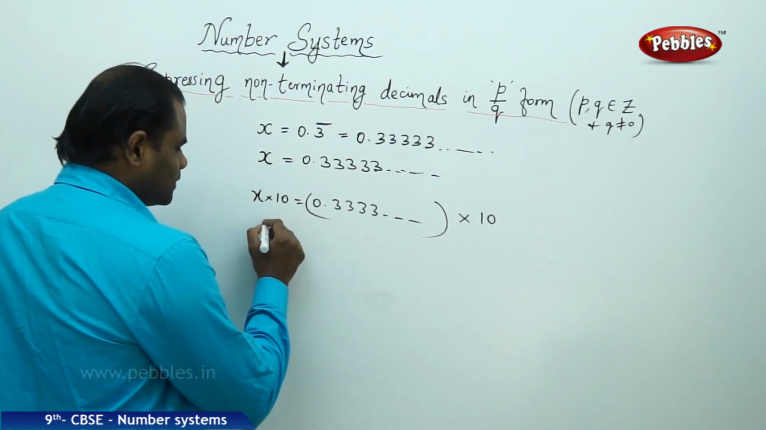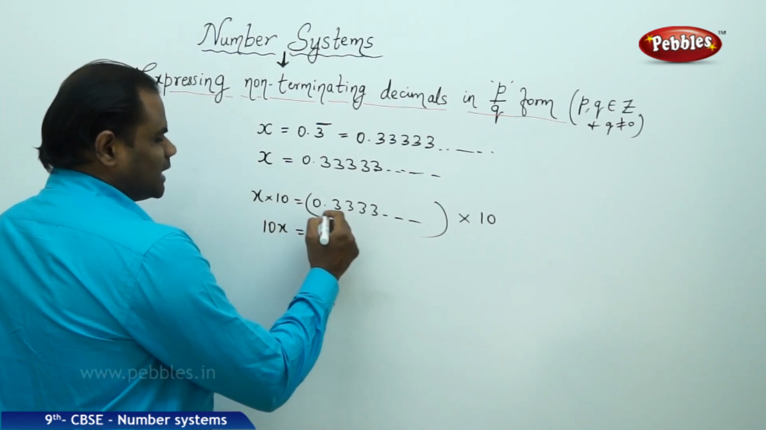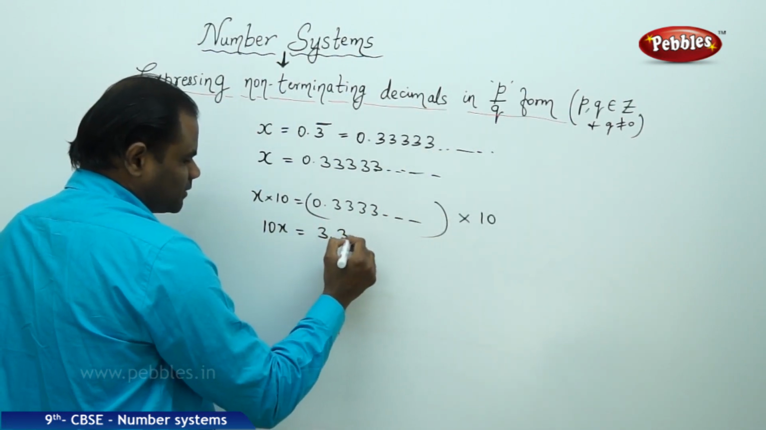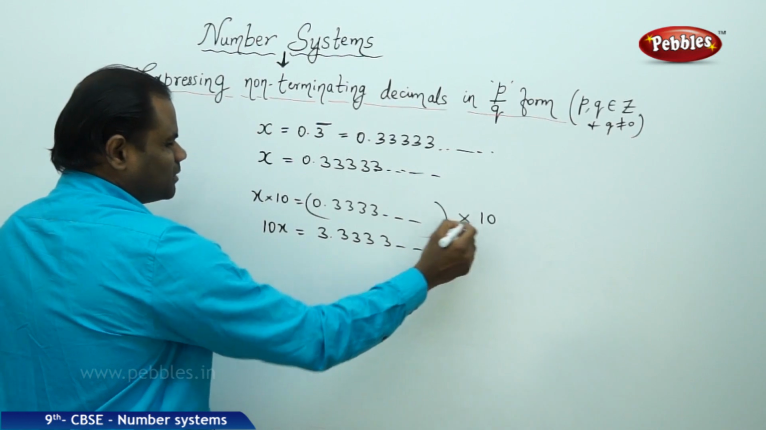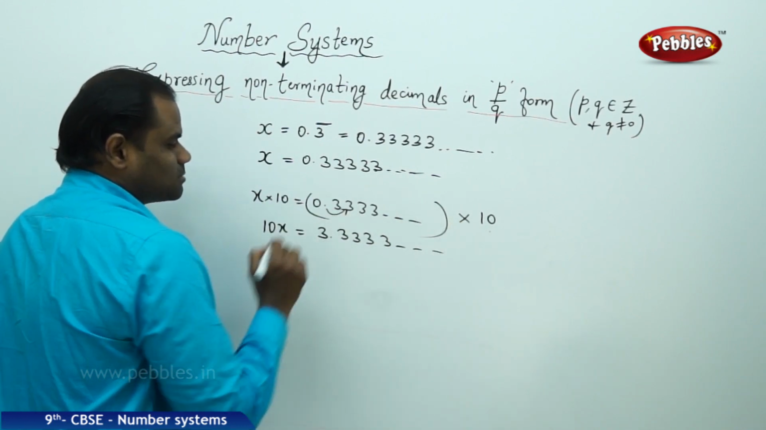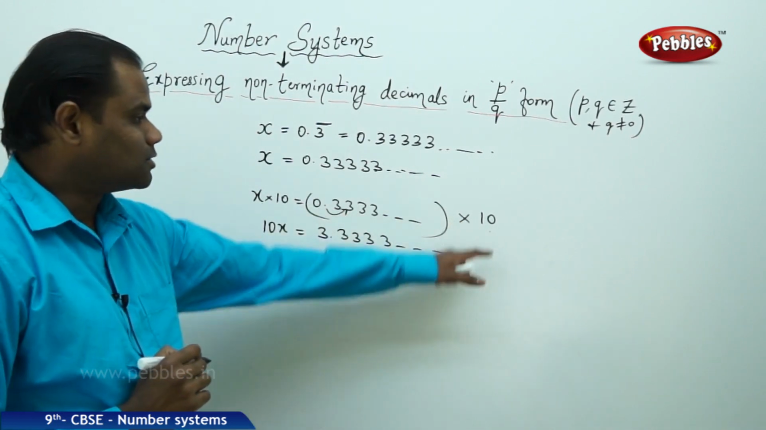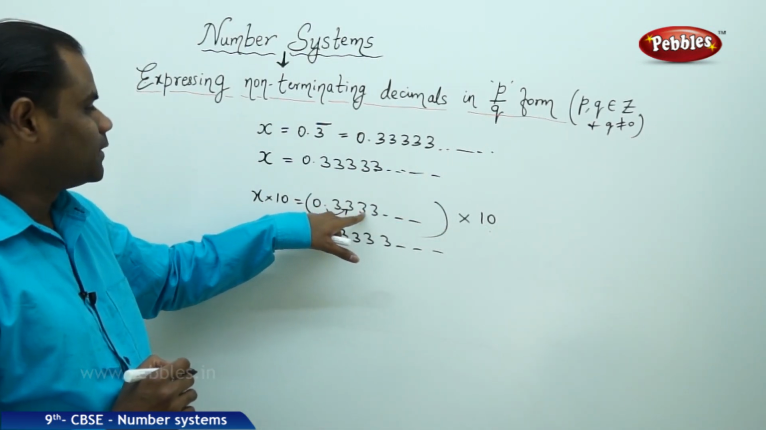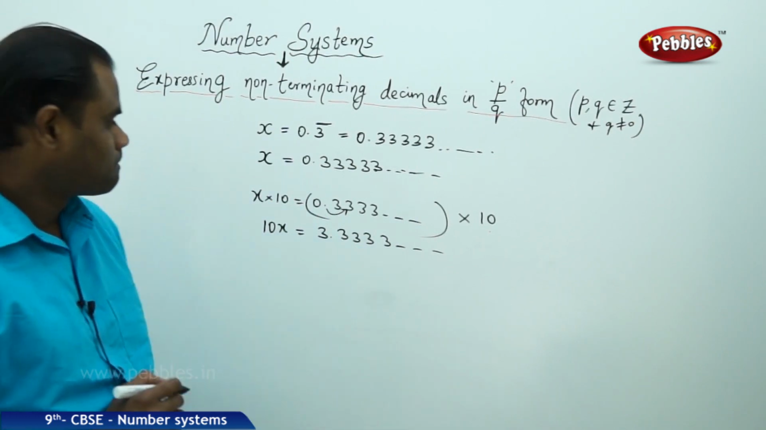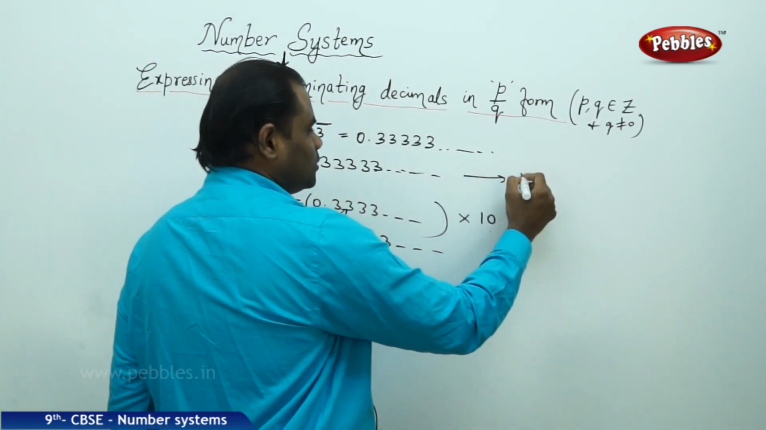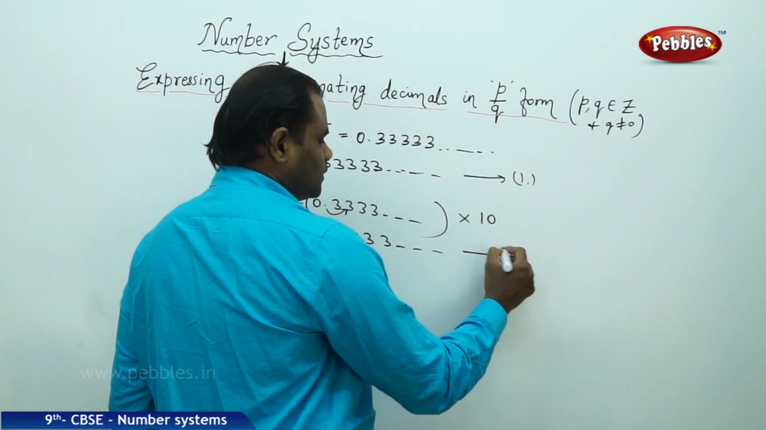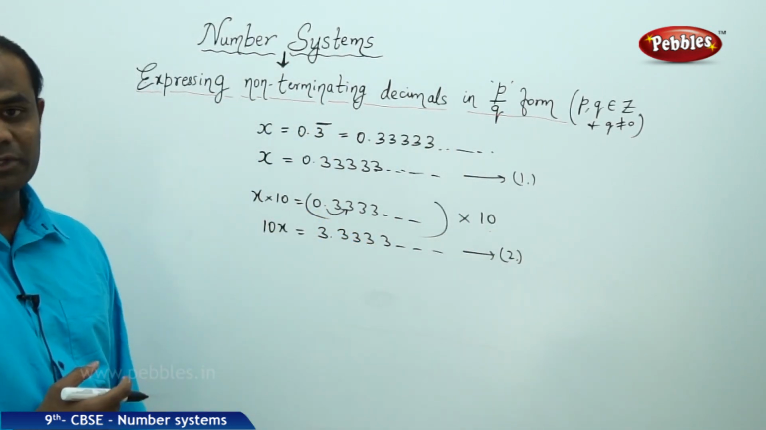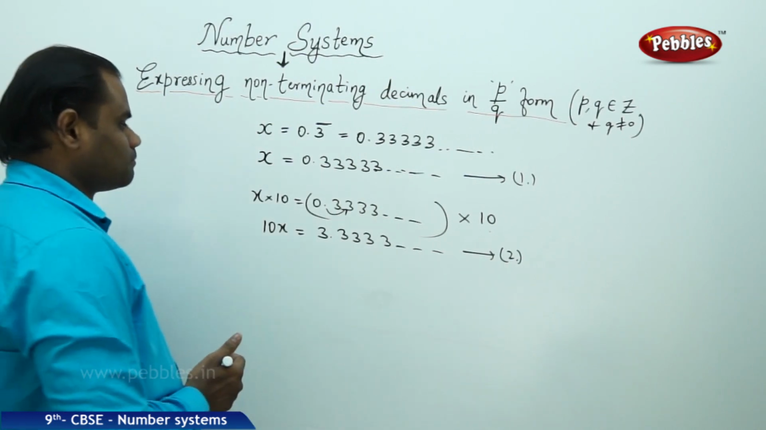So x times 10 is 10x, and 0.333... times 10 is 3.333, because the 0 makes the decimal shift to the right, and the 0 vanishes when the decimal shifts to the right, giving 3.333 and so on. So I have two equations here, equation 1 and equation 2, which I'm going to take out here.